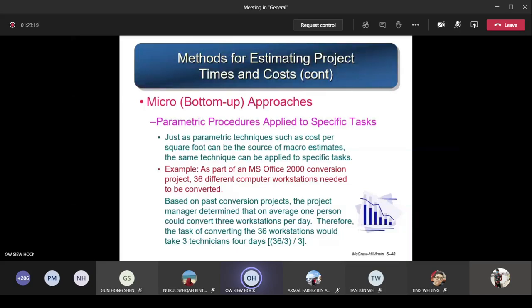Based on past conversion projects, the project manager determined that on average, one person could convert 3 workstations per day. Therefore, for the task of converting 36 workstations, it will take 3 technicians 4 days. That is 36 divided by 3, divided by 3, so you will get 3 technicians. This allows you to estimate how many people you need with the expertise, or the time allocated, based on past project experience.